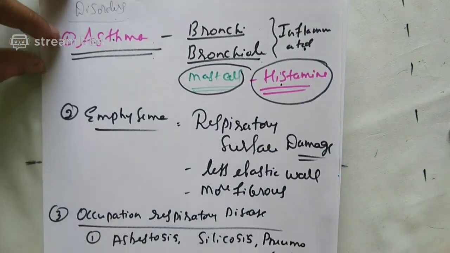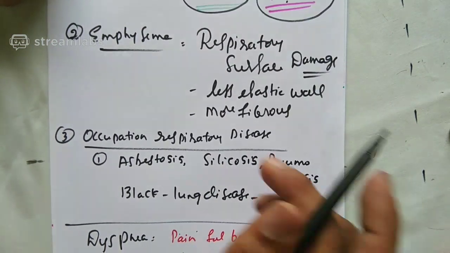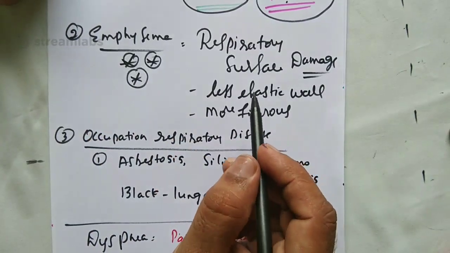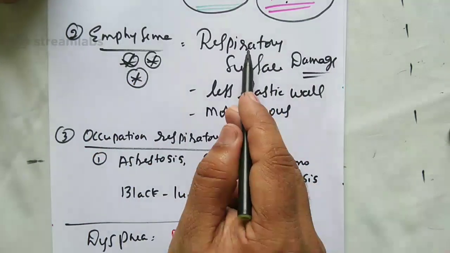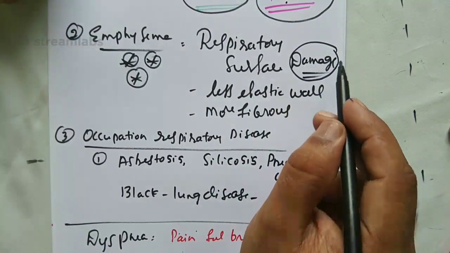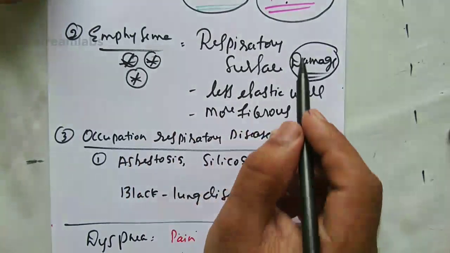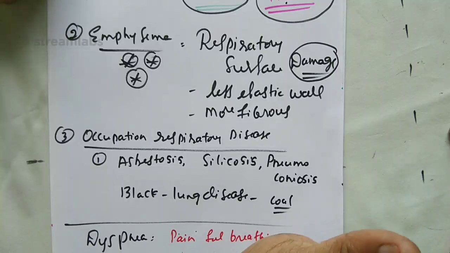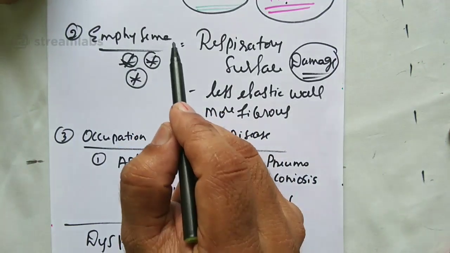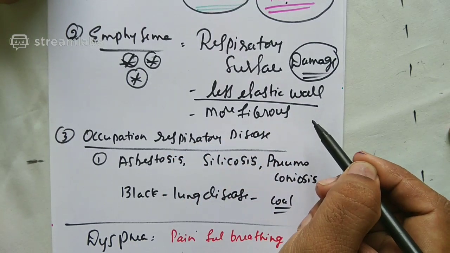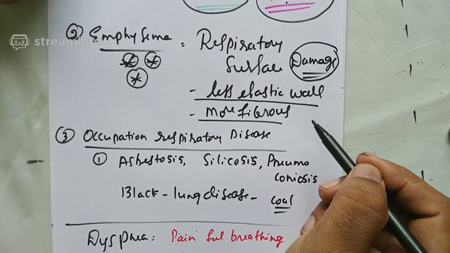After asthma, we are discussing the next, called emphysema. It's a most appeared question, appeared several times. In emphysema, the respiratory surface gets damaged. Whenever the words respiratory surface gets damaged come, it's emphysema. Whenever the words bronchi and bronchioles get inflamed come, it's asthma. Please remember that. In the case of emphysema, which is preferably caused by smoking, the wall becomes less elastic, more fibrous tissue will be there, and exchange of gases becomes difficult.